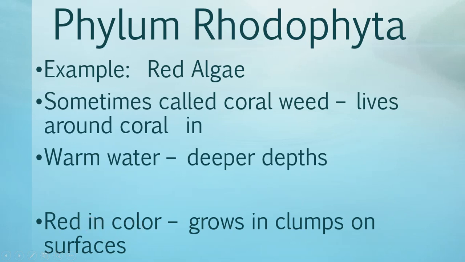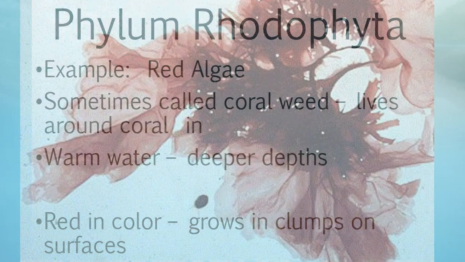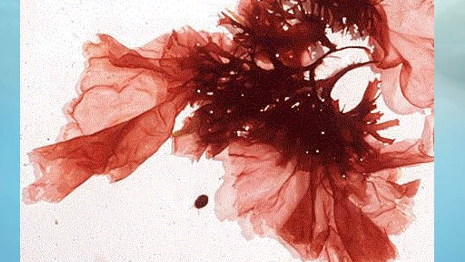It has a red pigment along with green pigments. It's got red pigments in it. That's what that rhodo, that red, means right there. They literally look kind of reddish. Here's some under a scope right here. You can see how red it looks. Keep in mind it does still have chlorophyll in it as well.